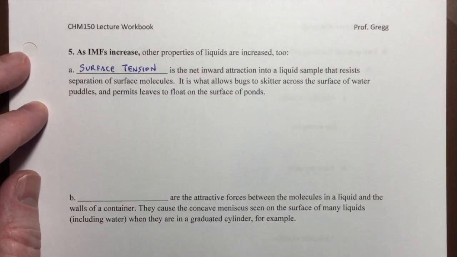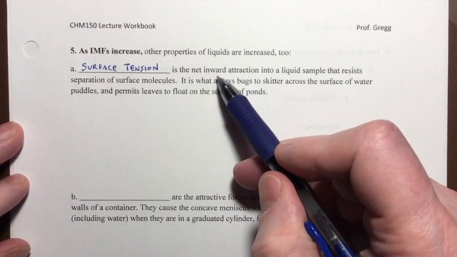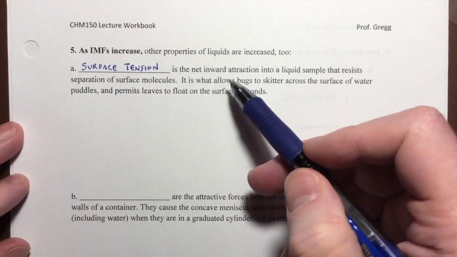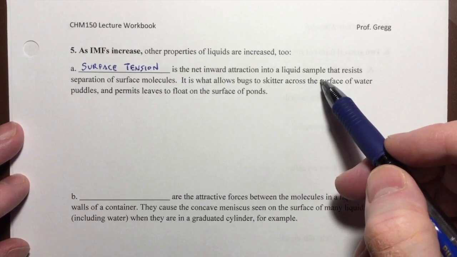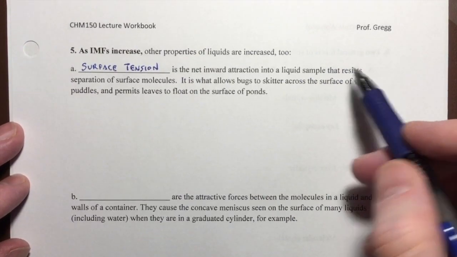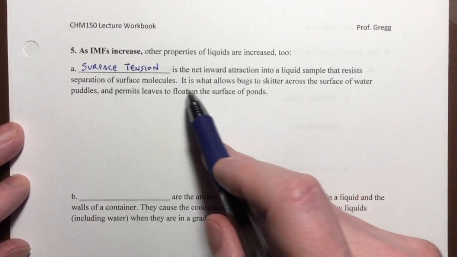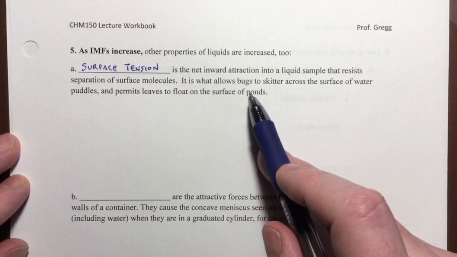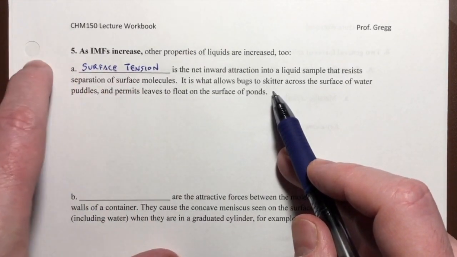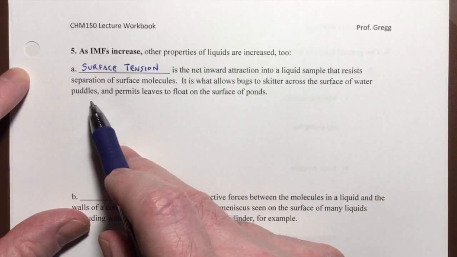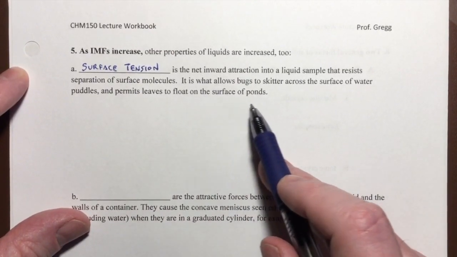S-U-R-F-A-C-E T-E-N-S-I-O-N. Surface tension. Surface tension is the net inward, and I should say downward, attraction into a liquid sample that resists the separation of its surface molecules. So this surface tension is basically what allows a bug to skitter or walk across the surface of a puddle of water. And it permits leaves to float on the surface of ponds.